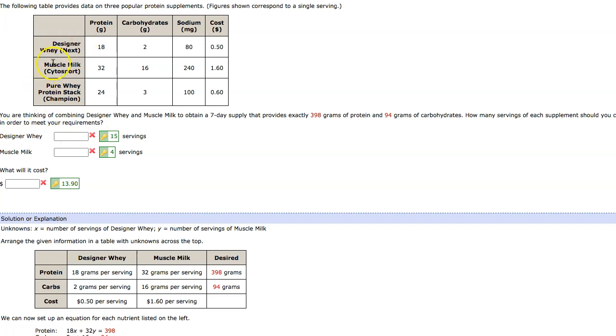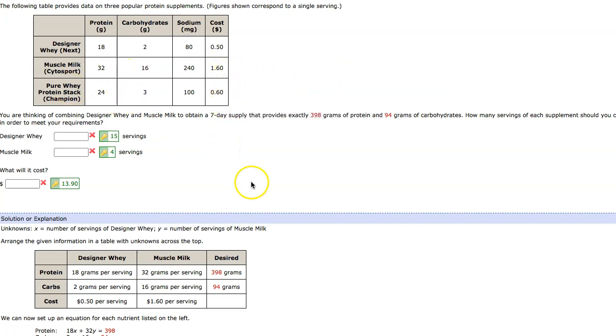Now we have designer whey here, muscle milk here. Now this is pure whey. Pure whey contains more protein, a few more carbs, a little more sodium, and is a little bit more expensive than the designer whey. Now the muscle milk is expensive. It has a good deal more protein, a lot more carbs, a lot more sodium, and it's more expensive.